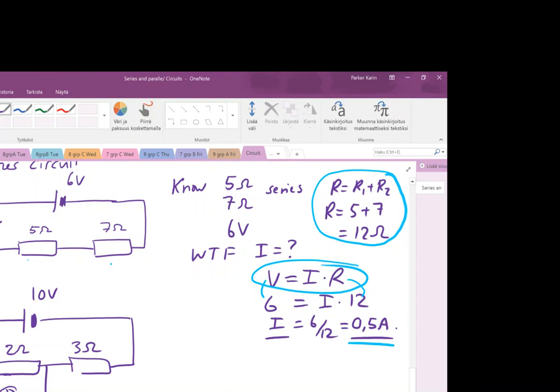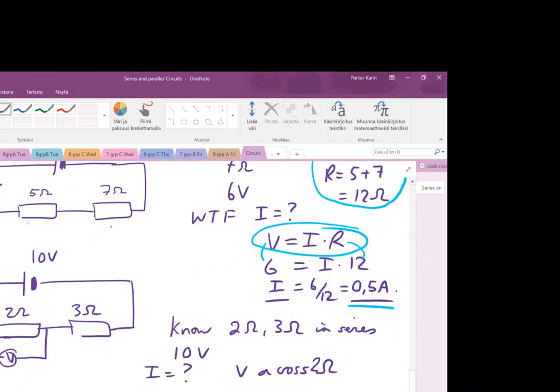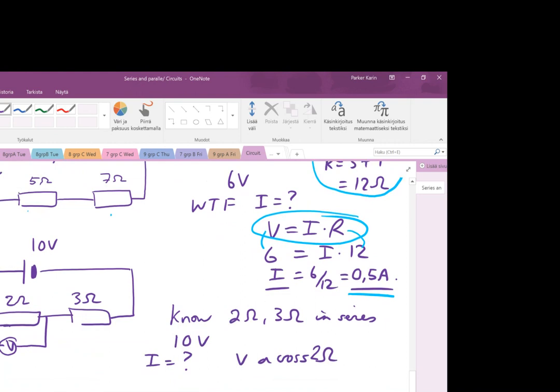Yeah, so you know 2 ohms, 3 ohms in series. We don't know I, you know it's 10 volts. I, you don't know, and V across the 2 ohms, we don't know. Okay, to get V across the 2 ohms, we've got to know I. How do we do the 2 and the 3 ohm resistor to get I?